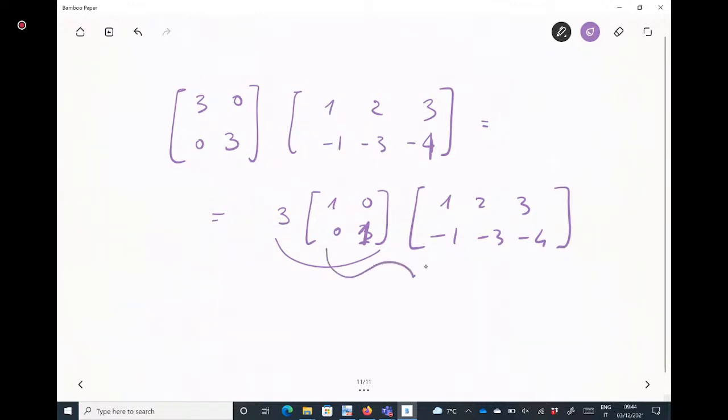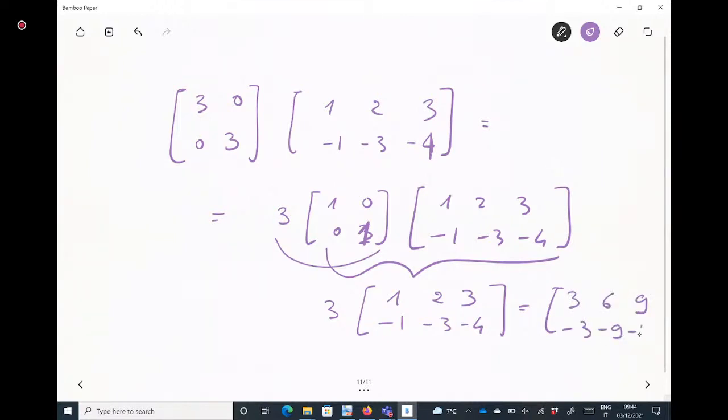Now, the product between this and this is again this one. So you have 3 times 1, 2, 3, minus 1, minus 3, minus 4. So this is equal to 3, 6, 9, minus 3, minus 9, minus 12. Okay?